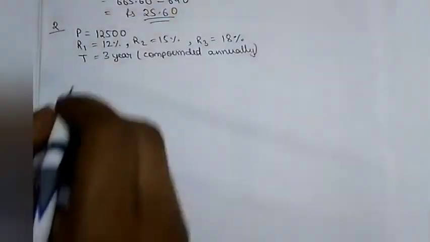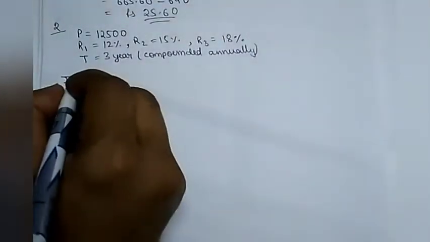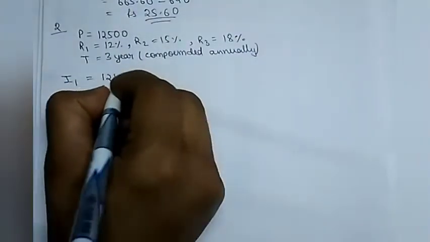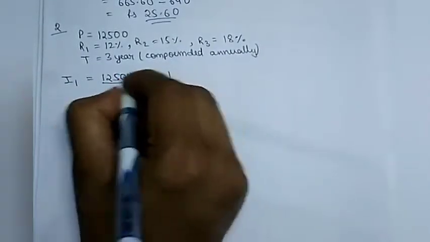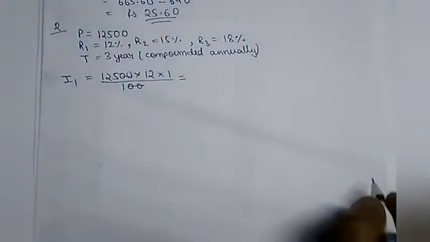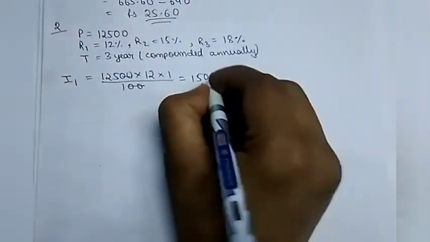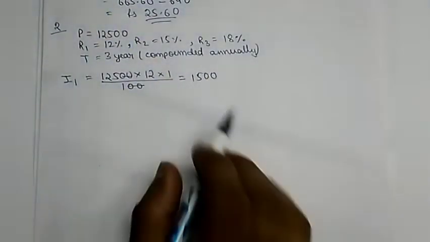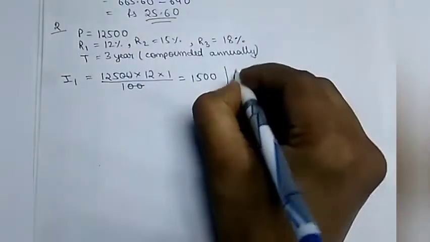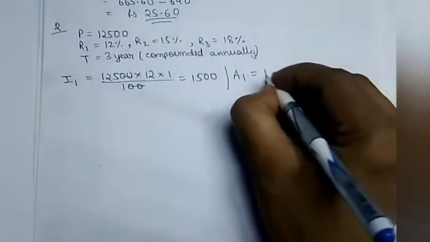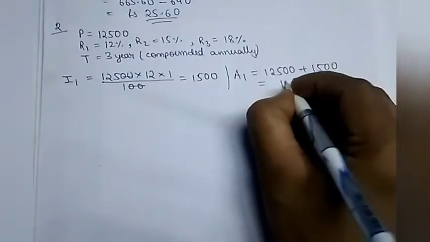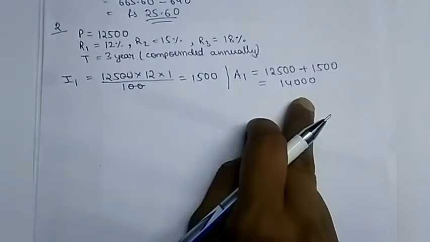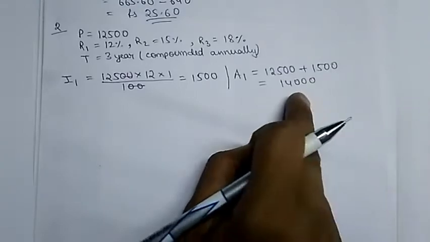Okay, let us write what is given. So interest for the first year is equal to 12,500 into 12 into 1 by 100. This is equal to 1,500. So this is the interest of the first year. So amount for the first year is equal to 12,500 plus 1,500, that is equal to 14,000. This is the amount for the first year. This will become the principal for the second year.